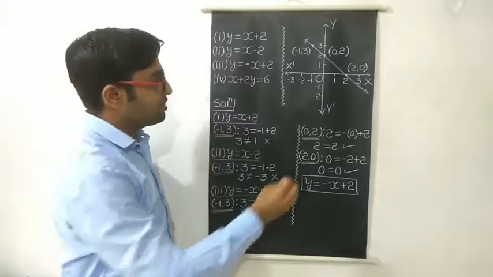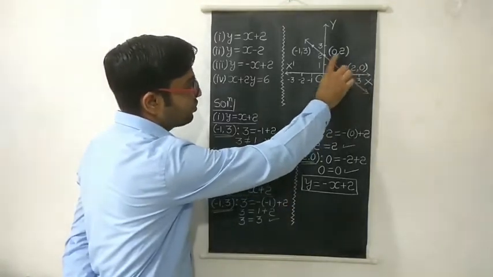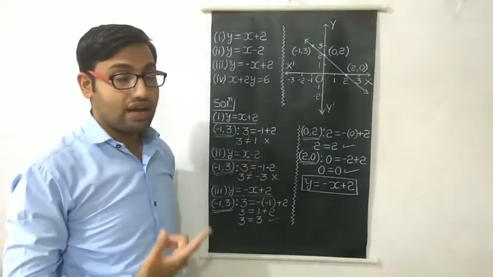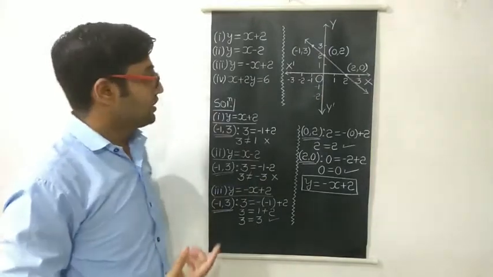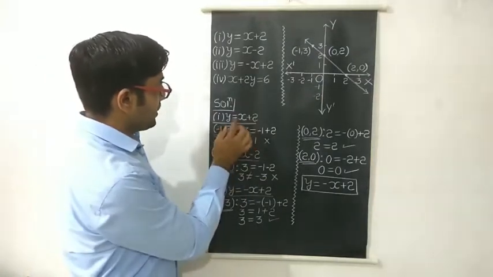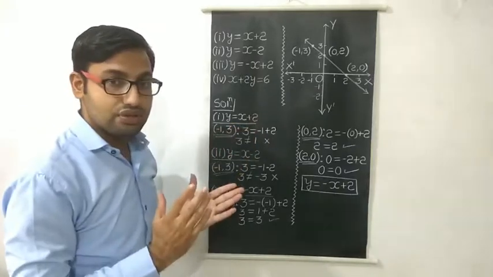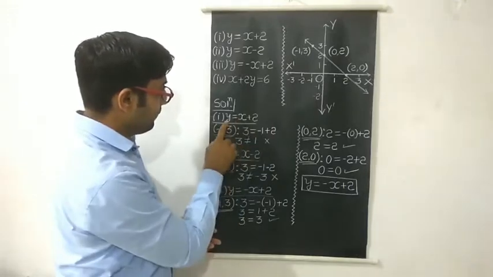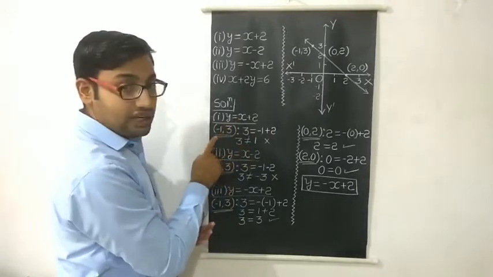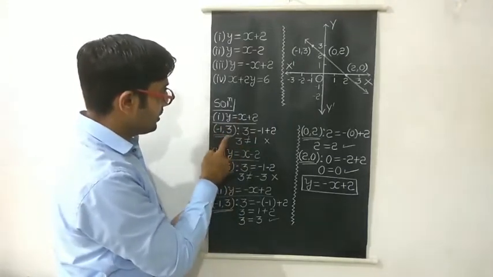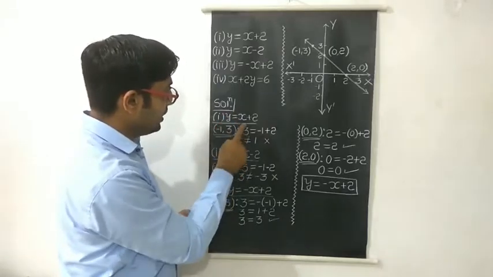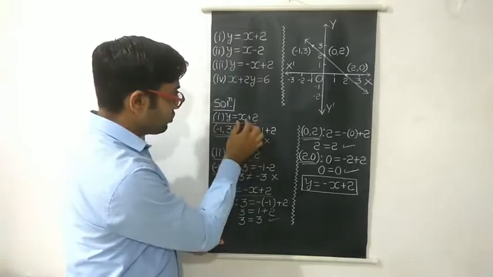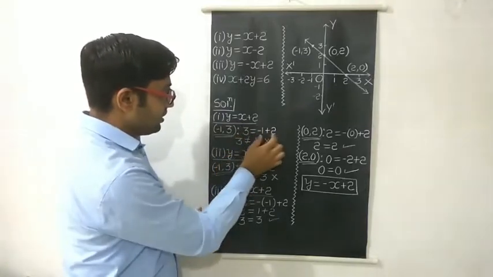And the 3 points we have given here are (2, 0), (0, 2) and (-1, 3). Now we know how we have to check, right? So let us consider the first equation, that is y = x + 2. For the first point, (-1, 3), the x coordinate is -1 and the y coordinate is 3. So instead of y we put 3, and instead of x we put -1. So we get 3 = -1 + 2, right?